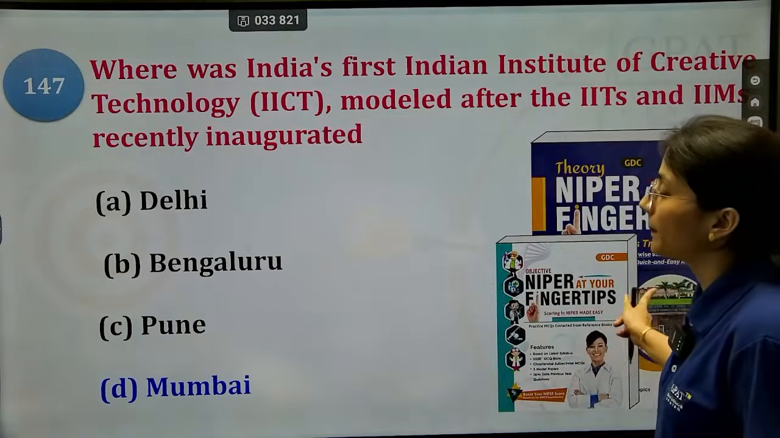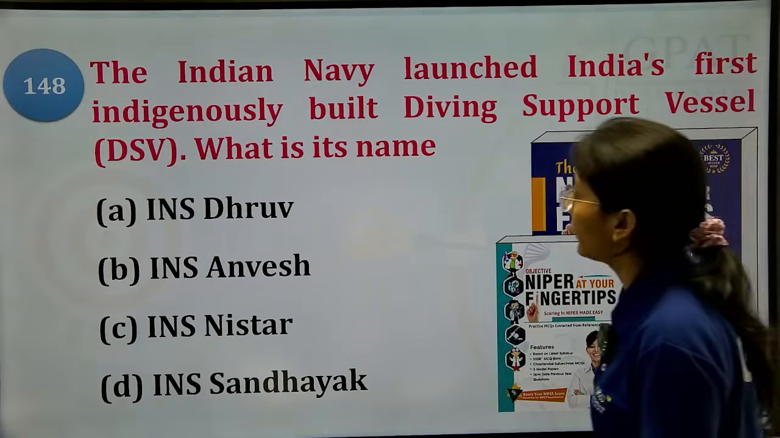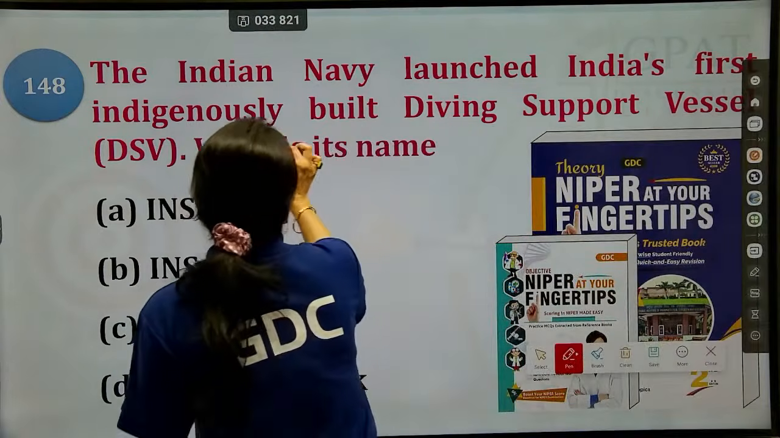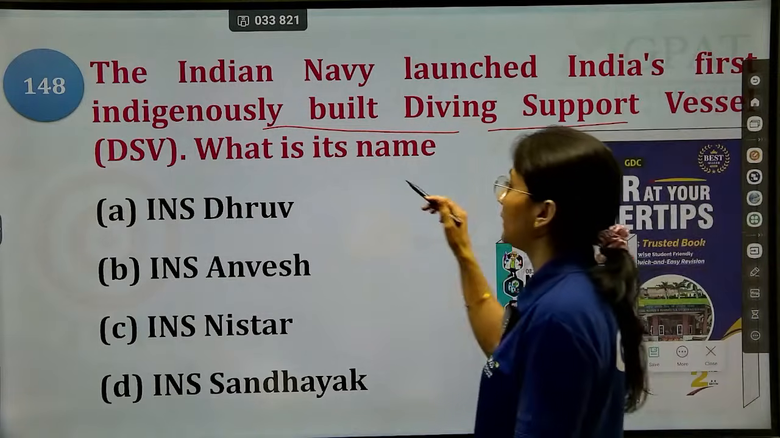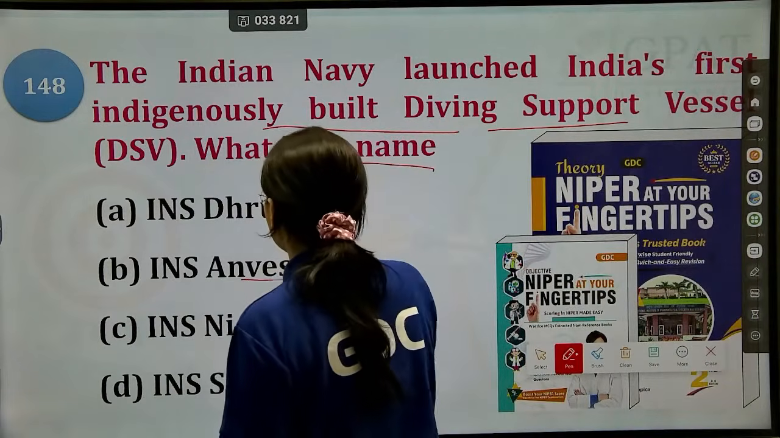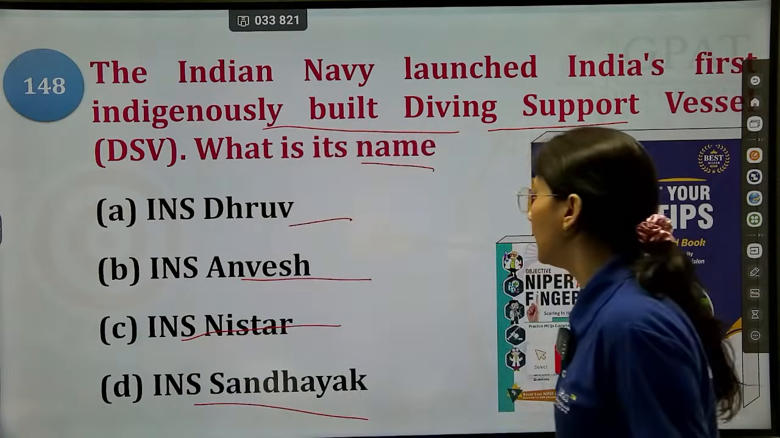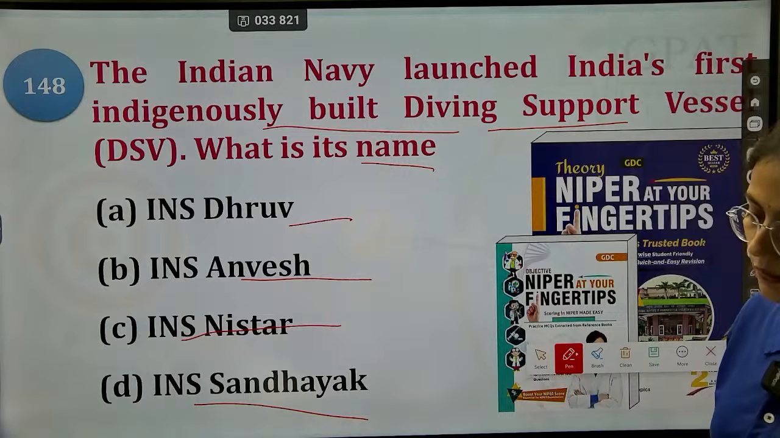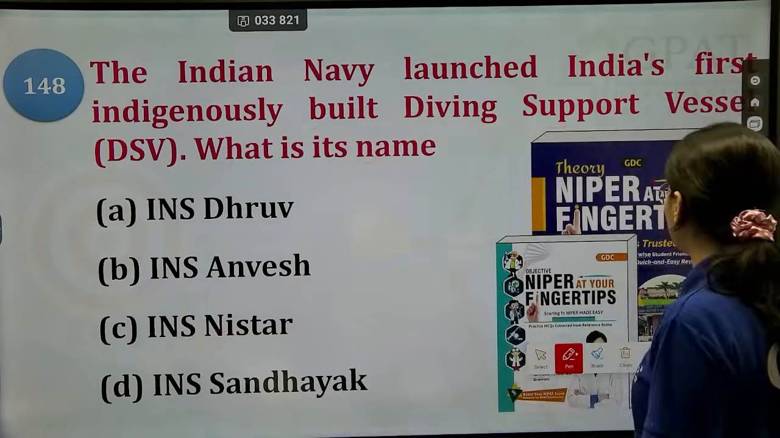The Indian Navy launched India's first indigenously built diving support vessel, DSV. What is its name? INS Dhruv, INS Anvesh, INS Nistar, INS Sandhyak. So the answer is what? That is INS Nistar. That is option number C is correct.